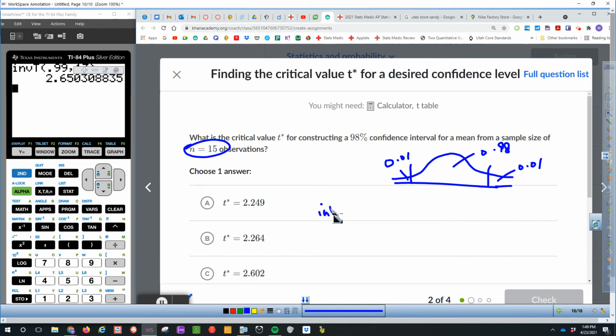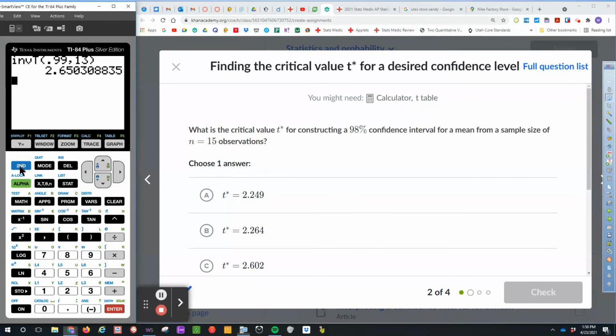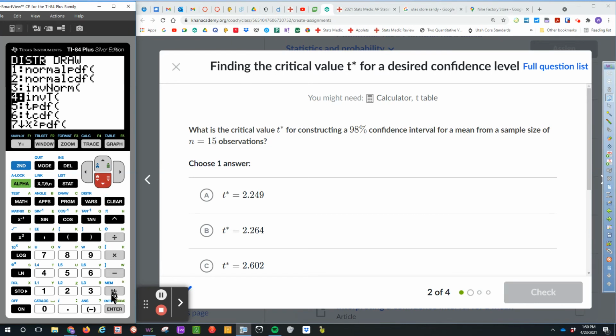So T star equals inverse T. I need two things. Degrees of freedom, which is 15 minus 1, so degrees of freedom is 14. And the area to the left, because this is my T star right here. The area to the left is 0.98 plus 0.01, which is 0.99. So second vars, go to inverse T, 0.99 to be my area, and degrees of freedom is 14.